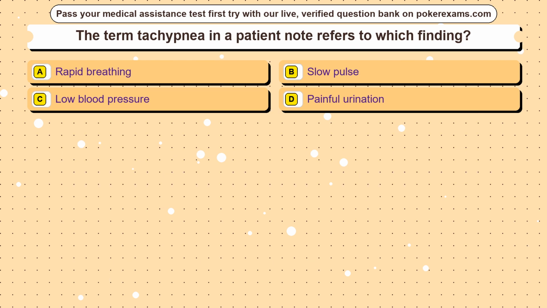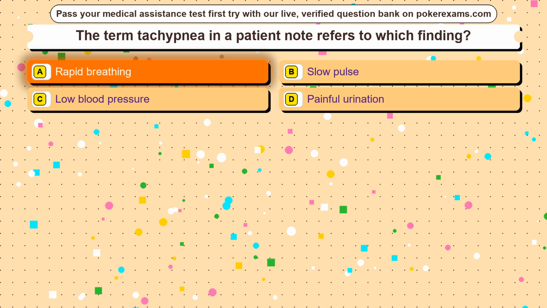Question 66. The term tachypnea in a patient note refers to which finding? Option A. Rapid breathing. Option B. Slow pulse. Option C. Low blood pressure. Option D. Painful urination. The correct answer is option A.